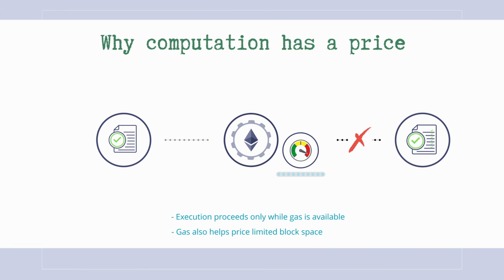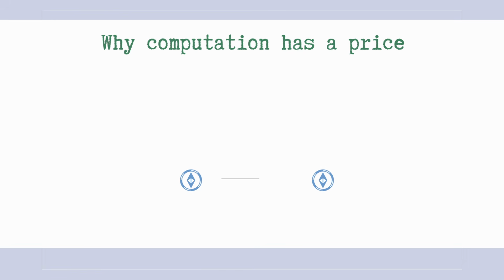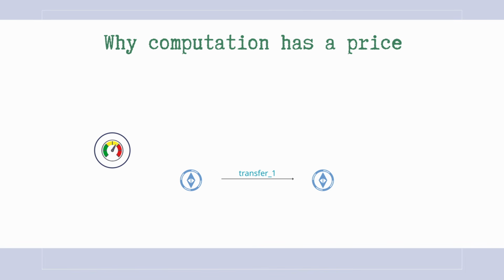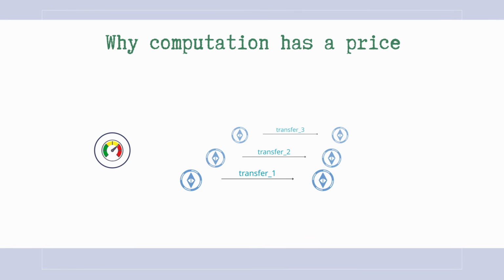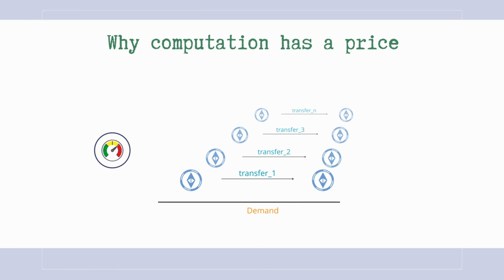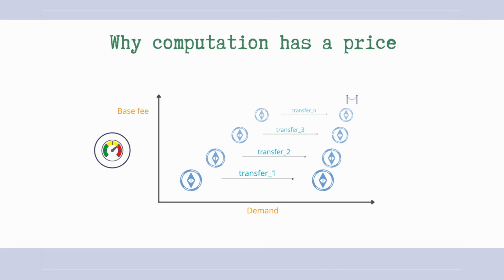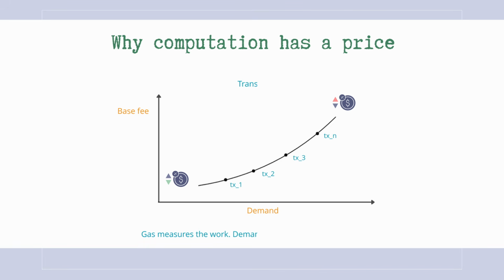And this explains why fees vary. Consider a simple ETH transfer. The amount of gas used may stay similar, but during heavy demand, the fee may rise sharply. Many transactions compete for limited block space. The work did not change. Demand changed. Ethereum reflects this through a base fee that adjusts with demand and optional priority fees for faster inclusion. Gas measures the work. Demand determines the price of that work.